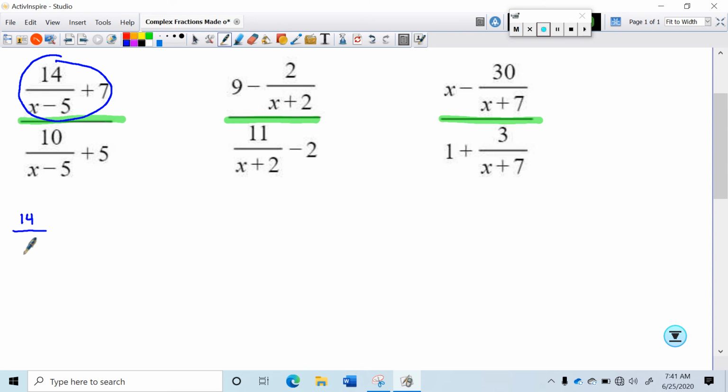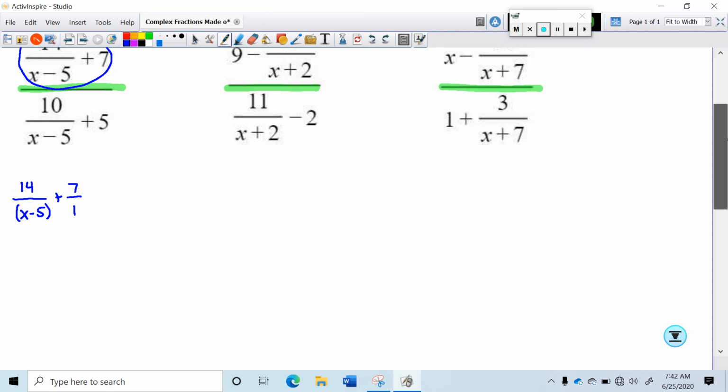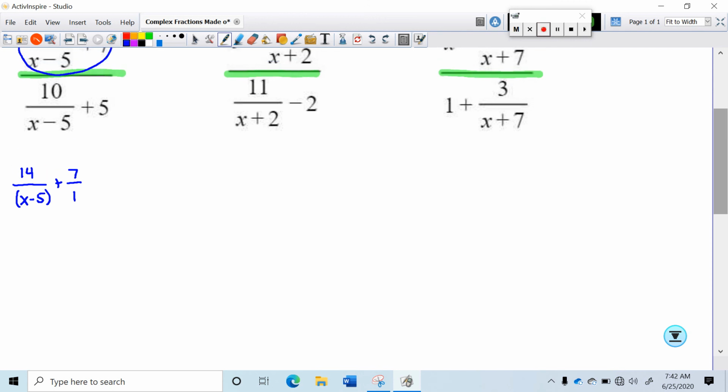14 over x minus 5 plus 7. I'm going to put the 7 over a 1. Okay, and I'm going to put this x minus 5 in parentheses like this. Okay, so to simplify this, I go ahead and put the bottom together, multiply it. X minus 5 times 1 is just x minus 5. Cross multiply the top. 14 times 1 is 14. I have a plus in the middle.